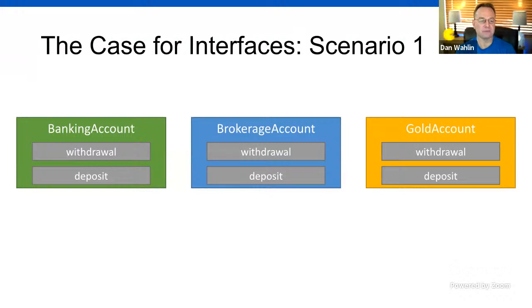And they all have these withdrawal, deposit functions, let's call them. Well, how would we drive consistency across those? So let's just say that Jim is working on banking account, Michelle is working on brokerage account, and Tina is working on gold account. Well, if I'm the team lead, let's just pretend, how do I make sure that Jim and Tina and Michelle, they all have withdrawal and deposit?